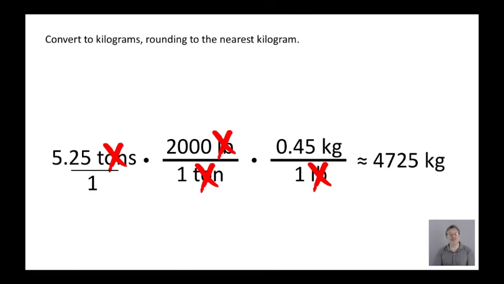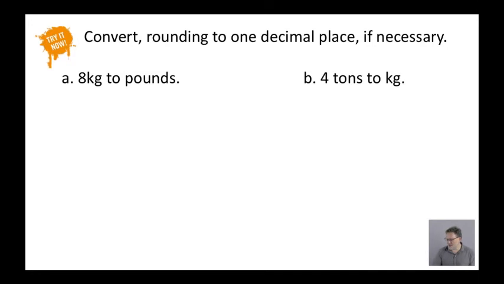So take some time to do these 2 problems on your own, converting 8 kilograms to pounds and 4 tons to kilograms. Make use of those same conversion factors that are on your activity sheet and take some time to do this. Remember, you are rounding to 1 decimal place if necessary. Take some time.